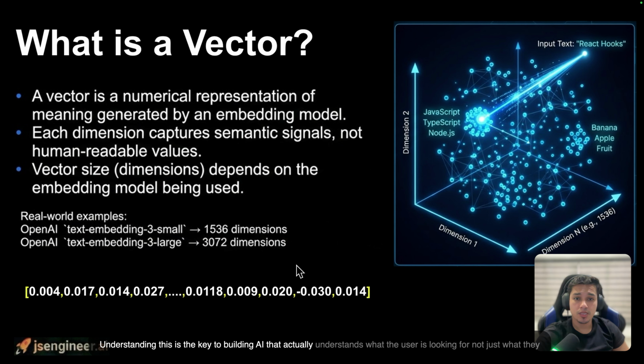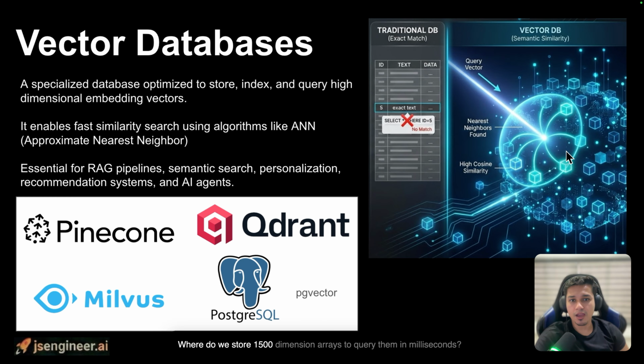Okay, we have our vectors, but now we have a logistical problem. Where do we store 1500-dimension arrays to query them in milliseconds? This is where vector databases come in. Forget your traditional databases for a moment.